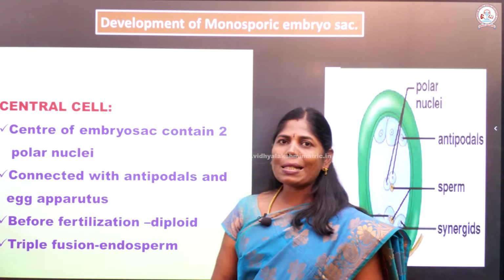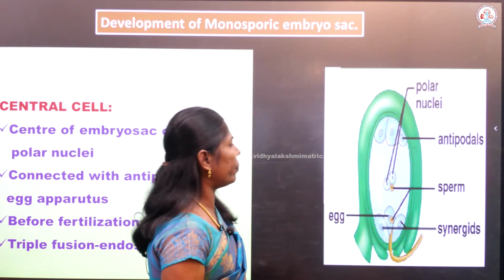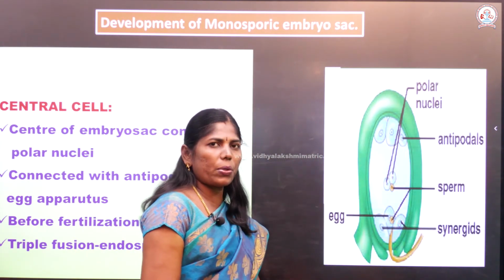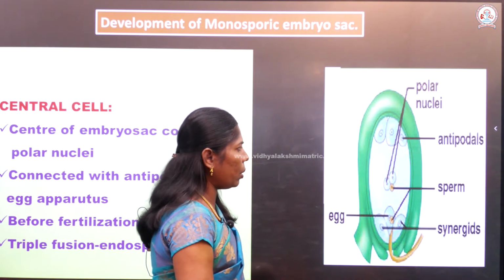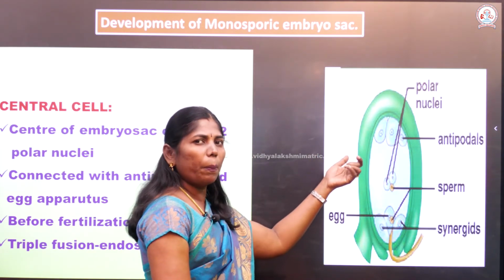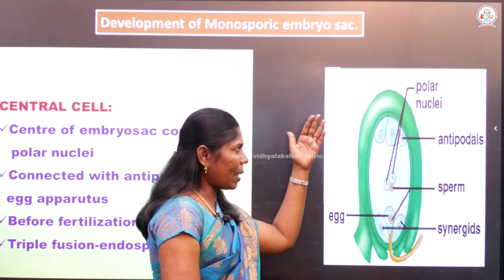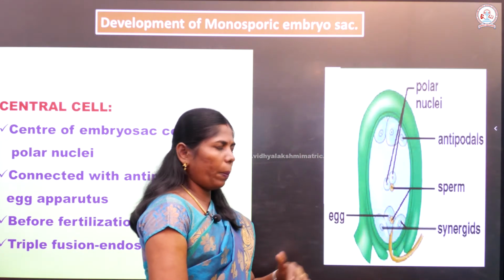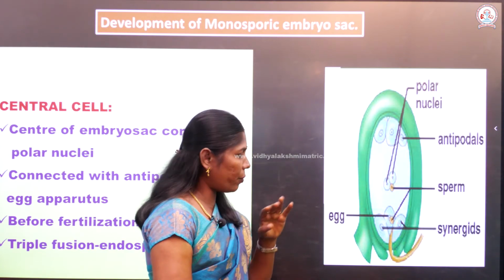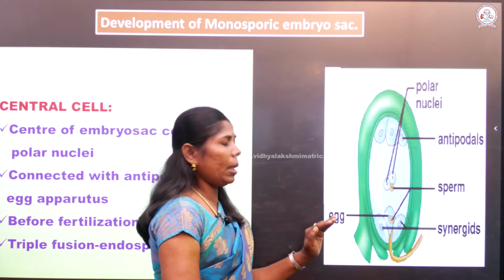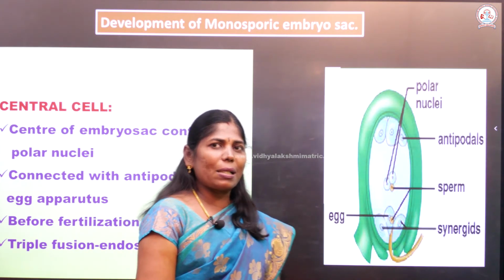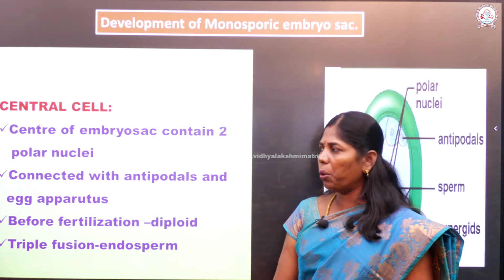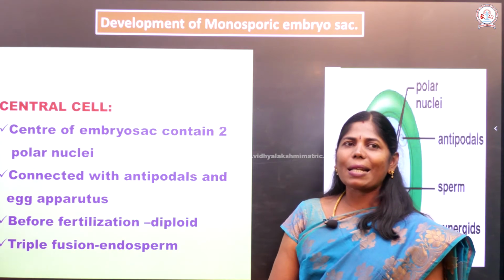So next we are going to see the central cell. What is in the center of the embryo sac? In the center of the embryo sac we can see the two polar nuclei. Actually the two polar nuclei migrated from both poles, okay, from the chalazal end and from the micropylar end. Actually there were four nuclei at each pole. So one nucleus from each pole migrates towards the center to form the central cell. The polar nuclei come together to form the secondary nucleus.